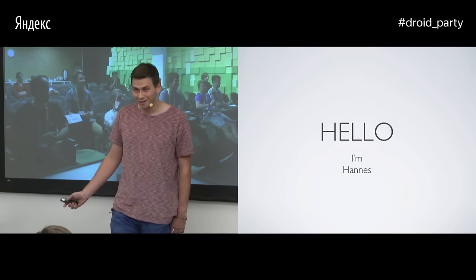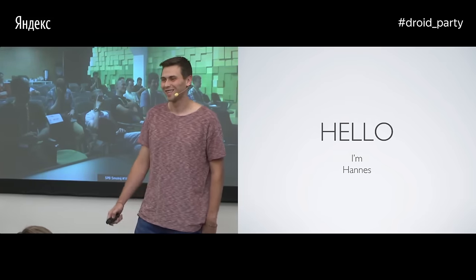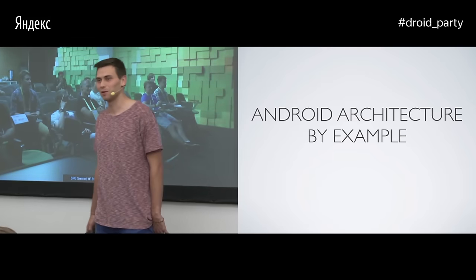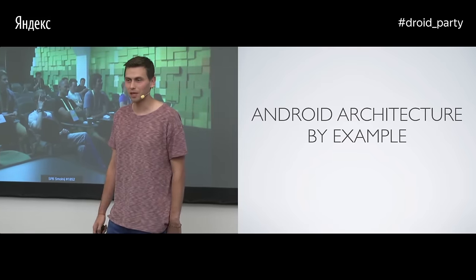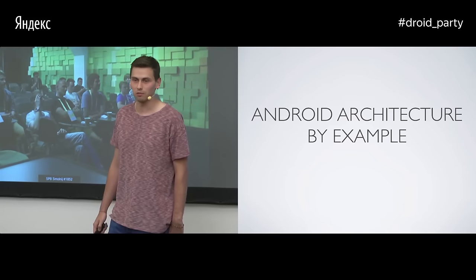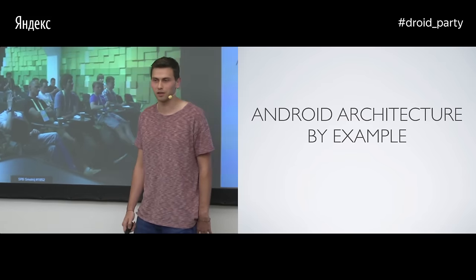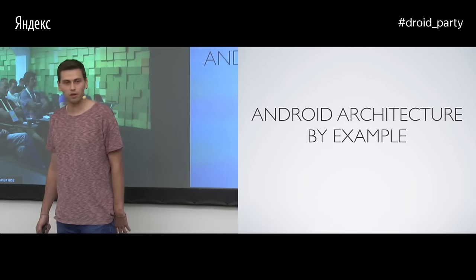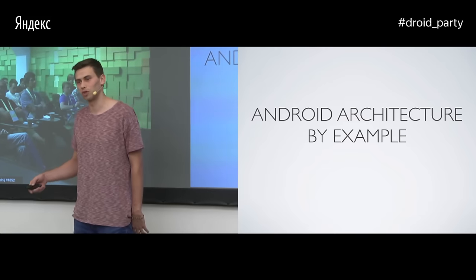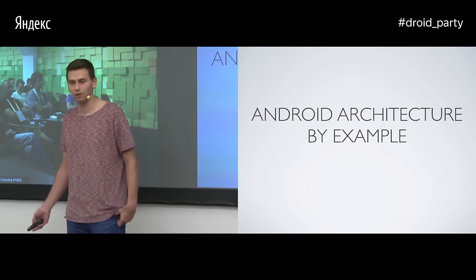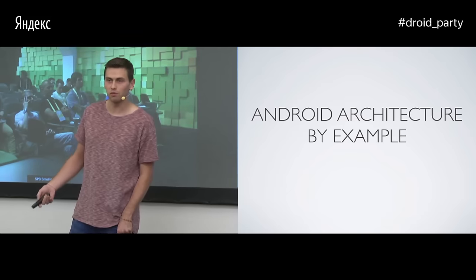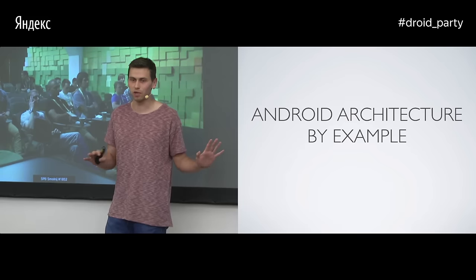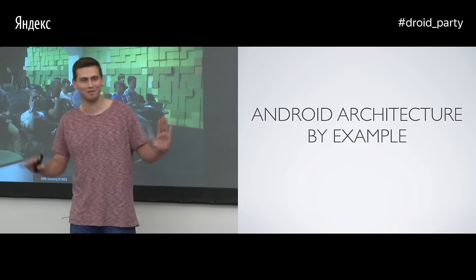And hello, I'm Hannes. And today we are talking about Android architecture by example. So what does that mean? I picked some open source projects available on GitHub and checked the source code of them a little bit regarding architectural patterns. And today I want to talk about some, let's say, pitfalls I found, some improvements we could apply, but I don't want to blame anybody. They did a great job. Just a disclaimer on that part.